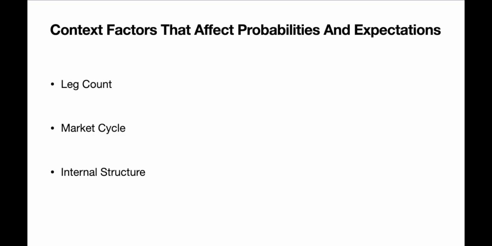So the context factors that affect probabilities and expectations are the leg count, the market cycle, and the internal structure. Now, these are all interconnected because usually if we're in the channel phase of the market cycle, the internal structure is going to be different. If we're later in legs, so if we're in leg 3, usually we're going to be at a later stage of the market cycle, and we're also going to have a different internal structure. So they're all interconnected, but they're all important to pay attention to individually as well. Because you can have a really strong spike in leg 3, and that shouldn't be traded the same way.